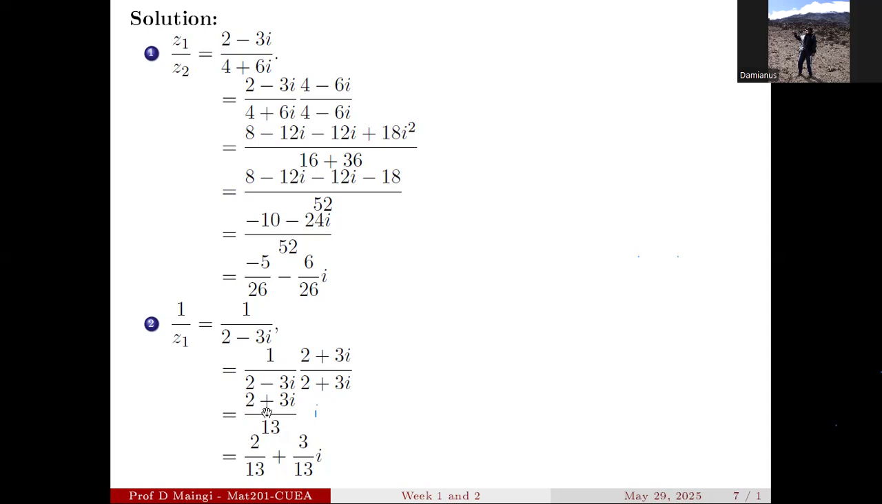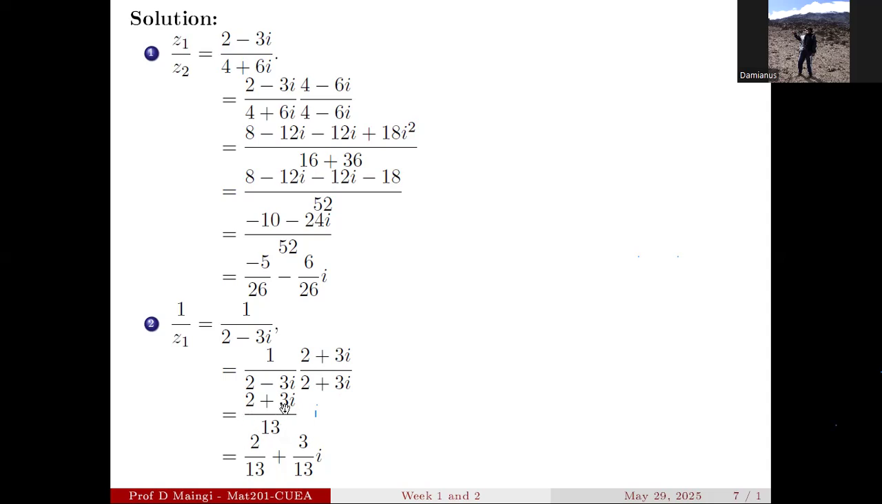And so what happens? The numerator will just be 1 times this guy, which is just this guy. Then the denominator: 2 times 2 is 4, all right? And then here you have 2 times 3i is plus 6i. Then minus 3i times 2 is minus 6i. And then you have minus 3i times plus 3i, which is minus 9i squared. The i squared is minus 1, so it becomes plus 9. And then 6i minus 6i is 0, so you remain with 4 plus 9, which is 13.